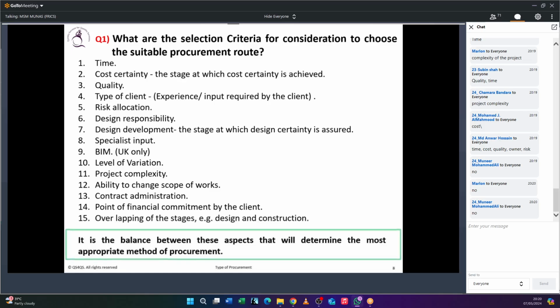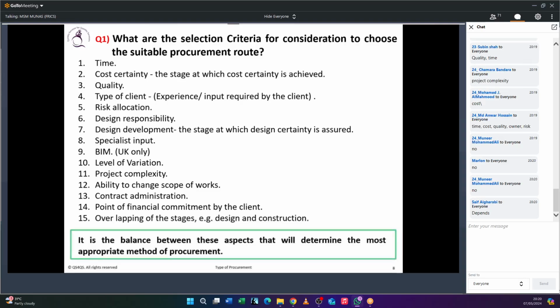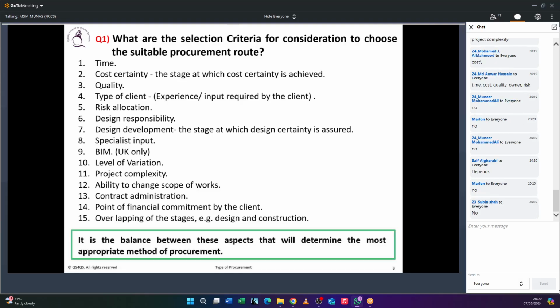Do you understand? If the client says high quality, he must be ready to pay a higher amount. If he has a limited budget, then he can't talk about high quality. Again, he needs to agree: either he compromises with the cost, saying I will increase my cost, or he compromises with the quality, saying I will go for less. So it's all about prioritizing carefully before you advise any procurement route. Do you understand now?